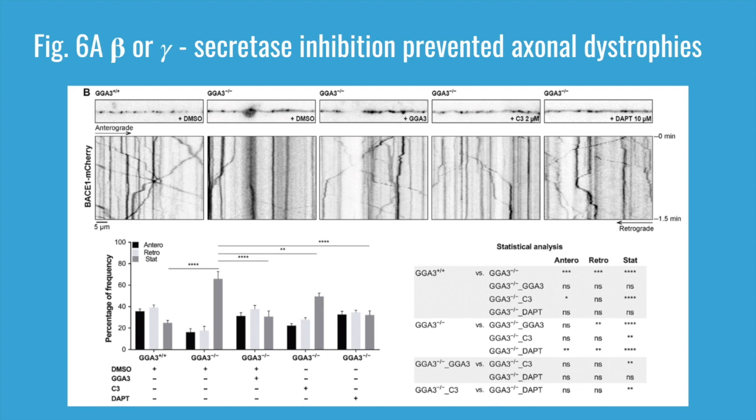And then moving on to GGA3 null with the beta secretase inhibitor. This also is capable of rescuing motility, as they showed fewer stationary BACE1-positive vesicles than just the GGA3 null neurons alone. And then the same findings were true with the DAPT treatment of the gamma secretase inhibitor. So what these findings also confirm for them are the previous findings that GGA3 is a primarily retrograde targeted protein.